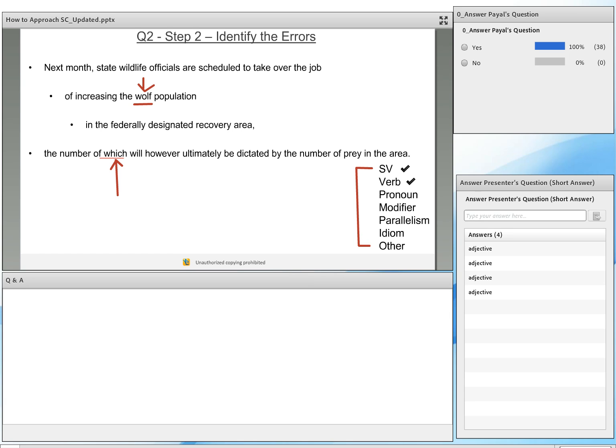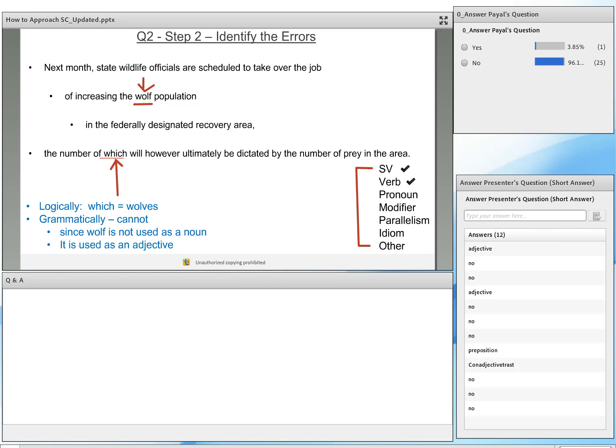Okay, it's describing the population, increasing the wolf population. What population? What kind of population? Wolf population. So it's describing the word population, which means it's been used as an adjective. Now, can a pronoun refer to an adjective? Yes or no? Based on your high level understanding of pronouns, no, it cannot refer to an adjective. That is why this sentence has a grammatical error. But logically, from the context of the sentence, you know that which refers to wolves. But grammatically, from your understanding of grammar concepts, you know that it cannot. Why? Because wolf is used as an adjective.